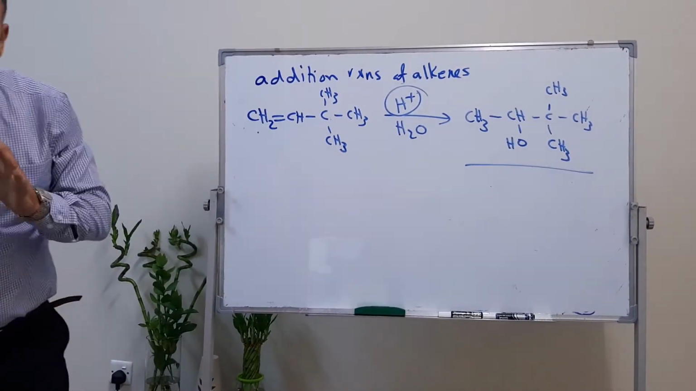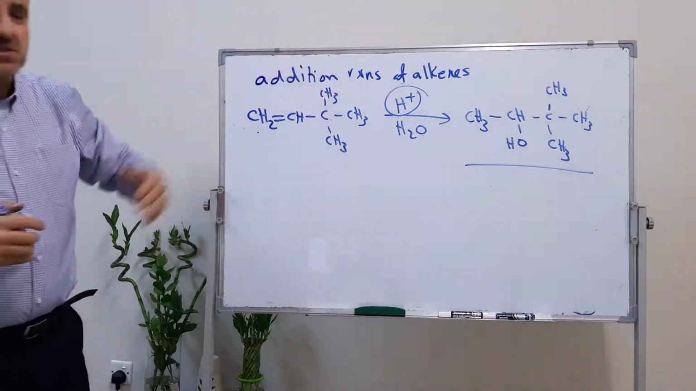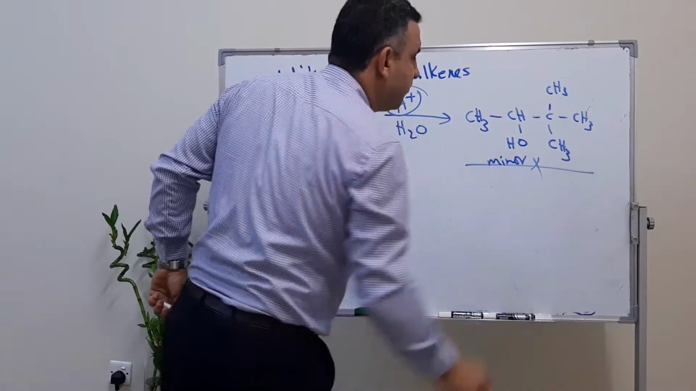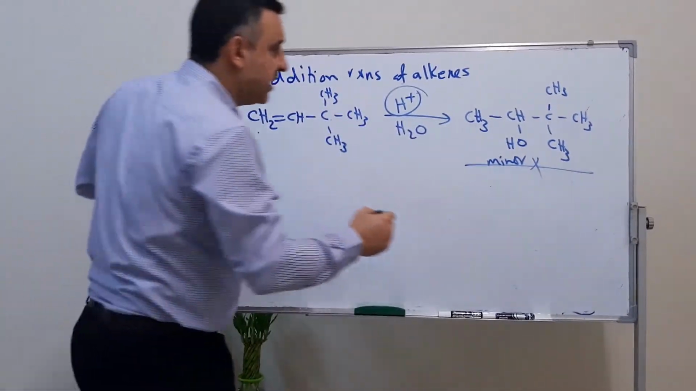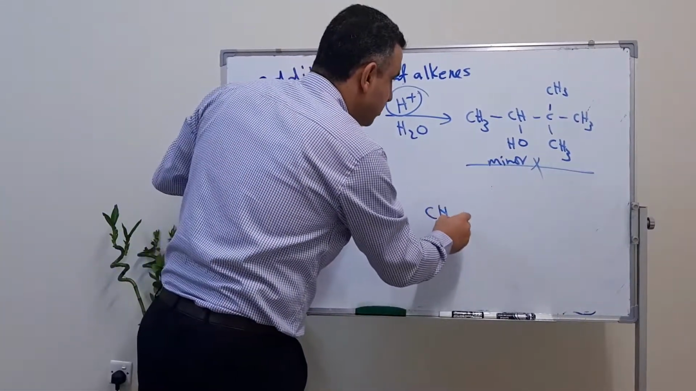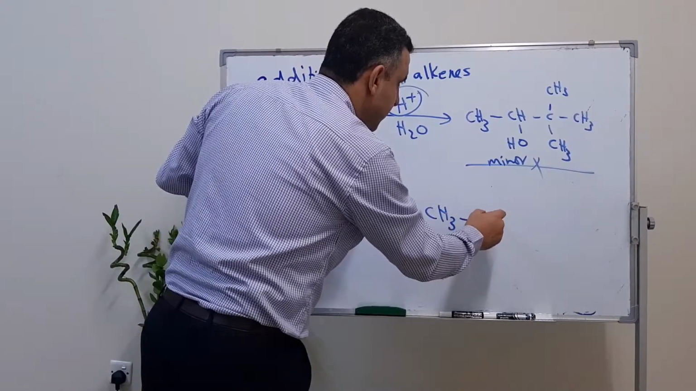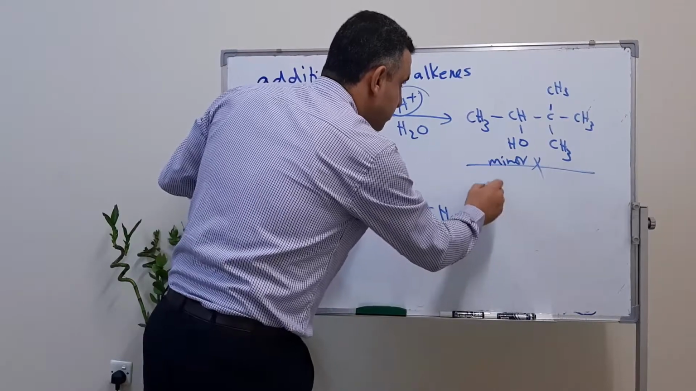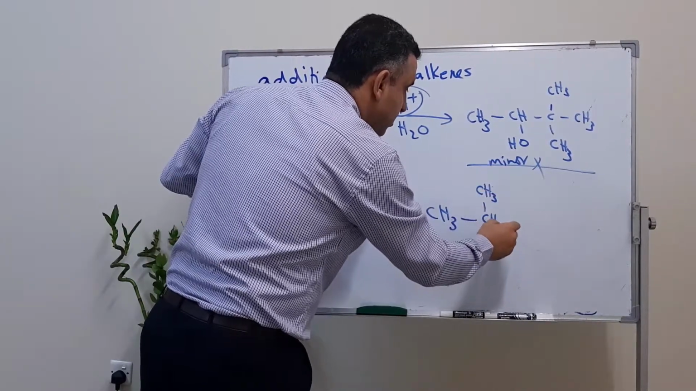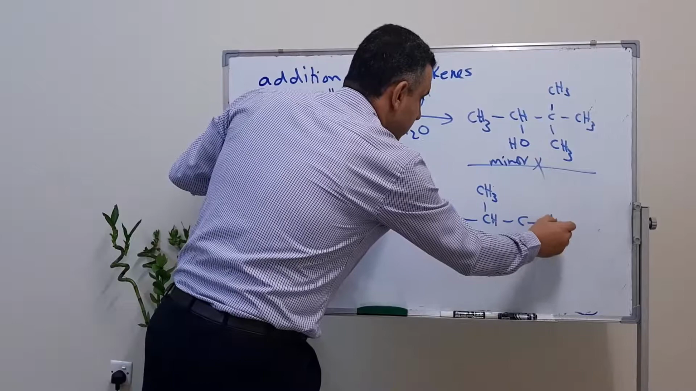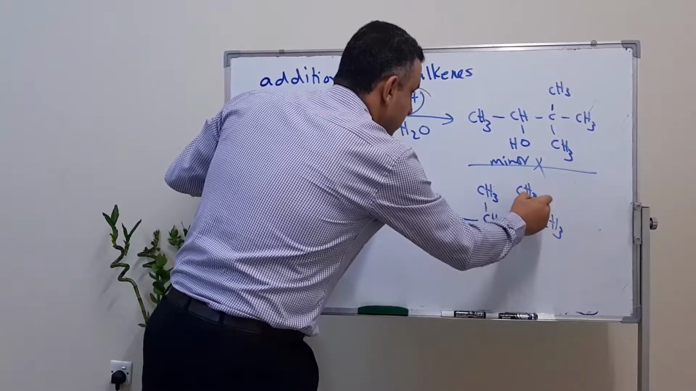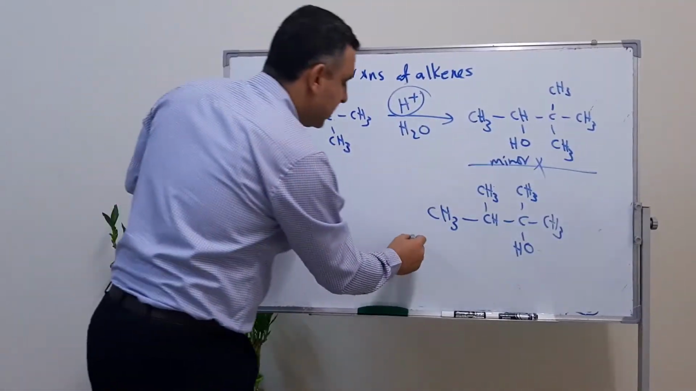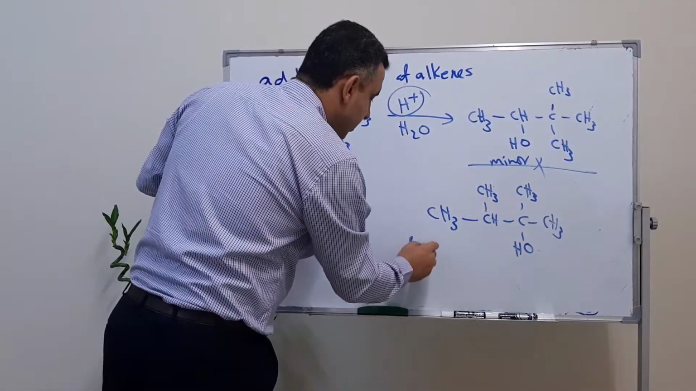Right? Unfortunately, we will never get this. This will be either minor or it will not form at all. What we are going to get, actually, as a major product is CH3, then CH3CH, then CH3OH. This is most likely the major product.